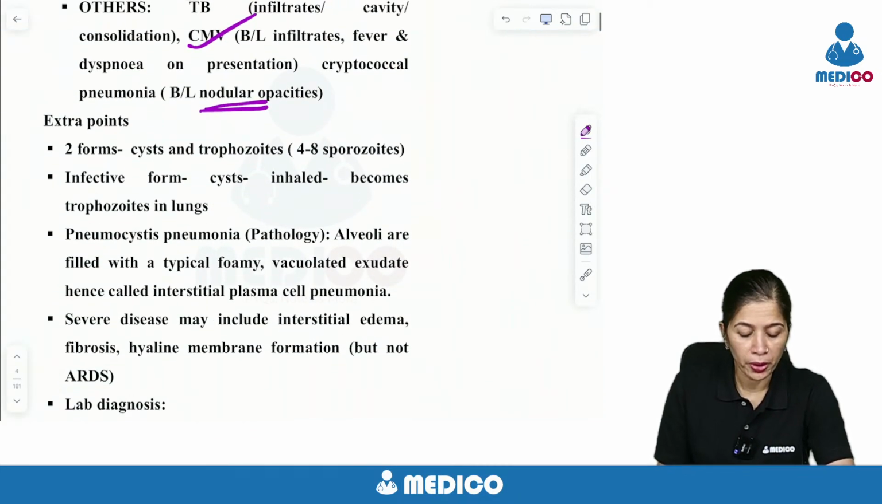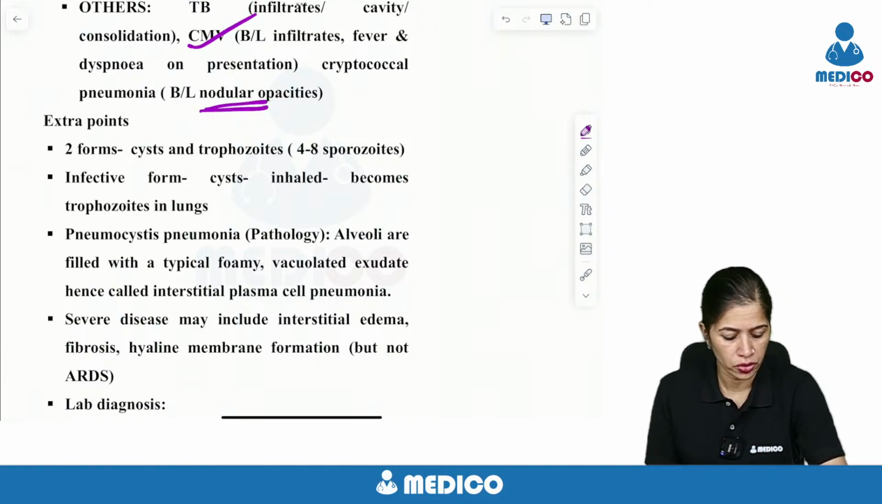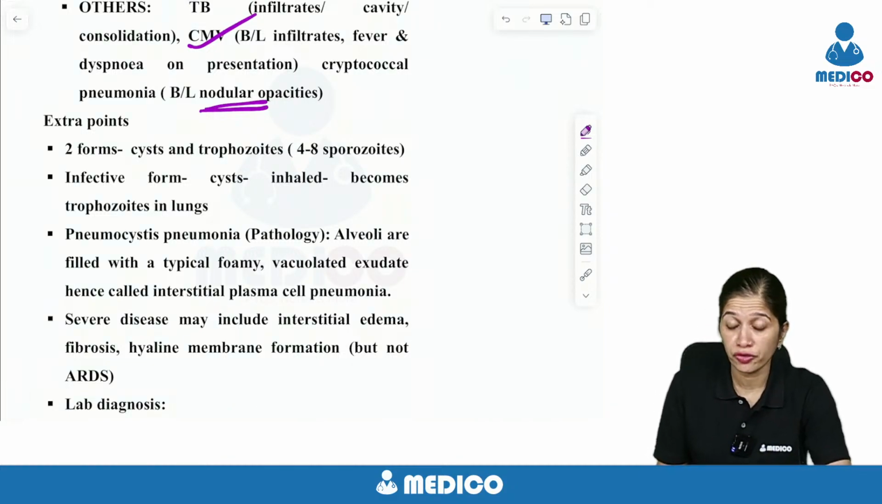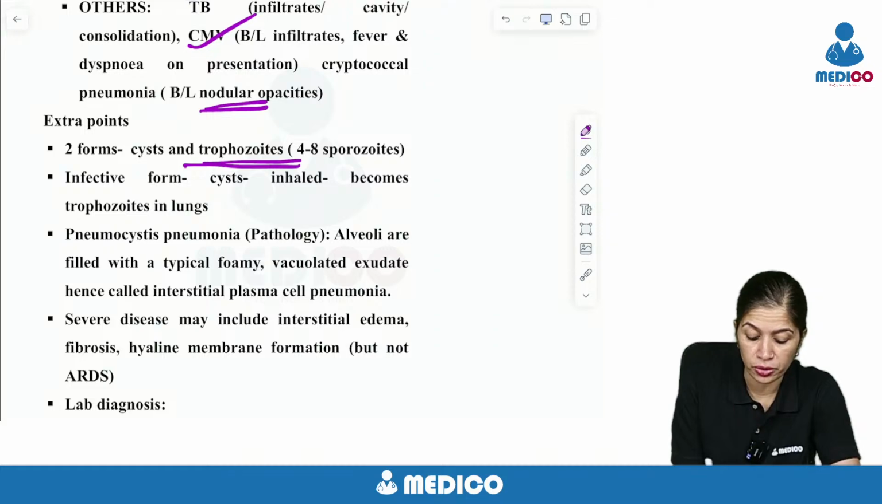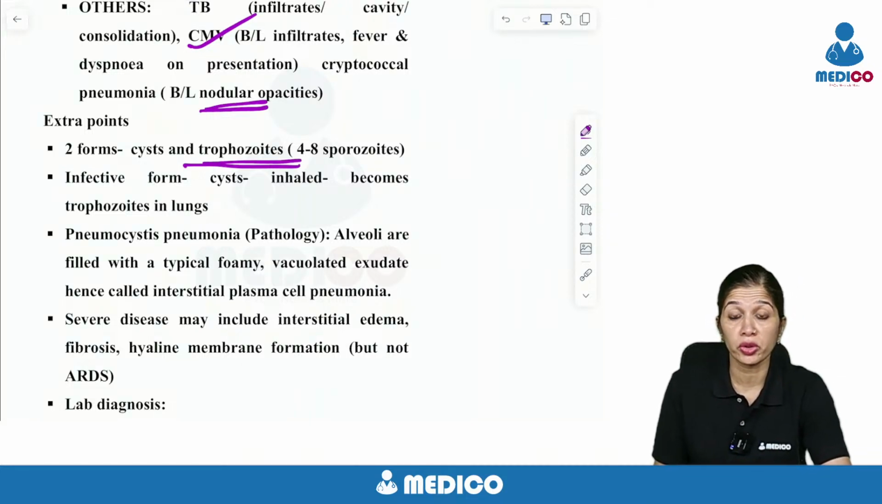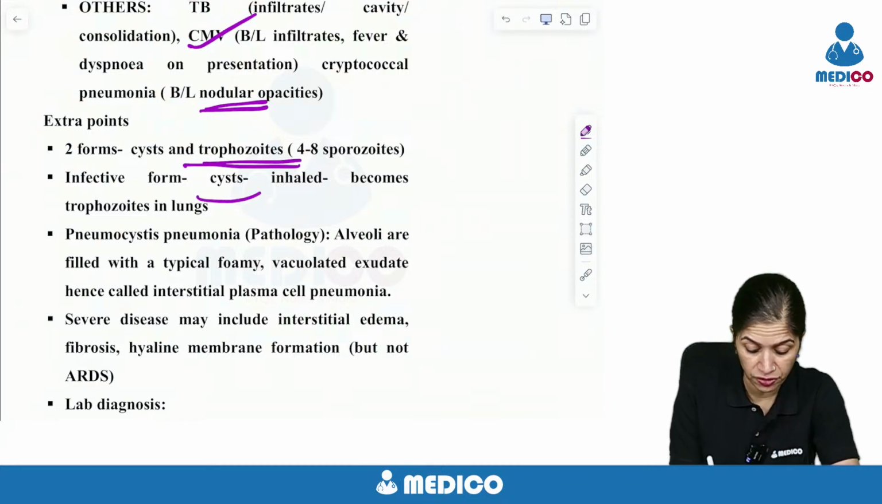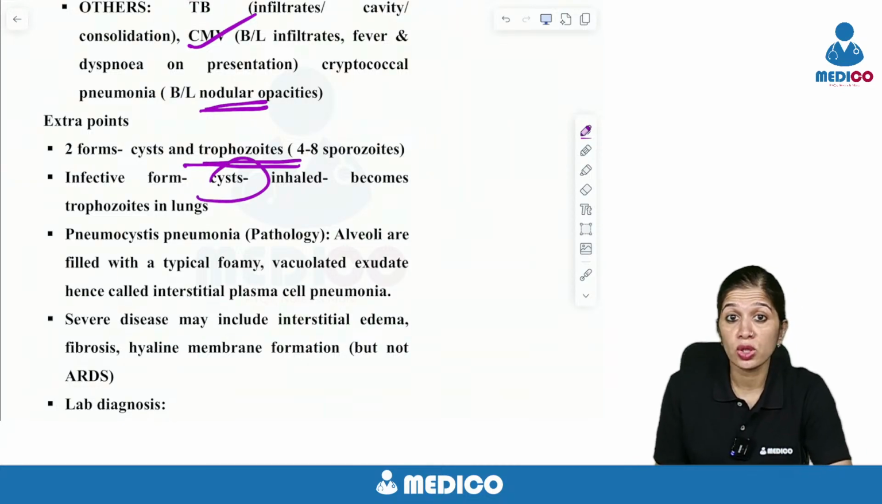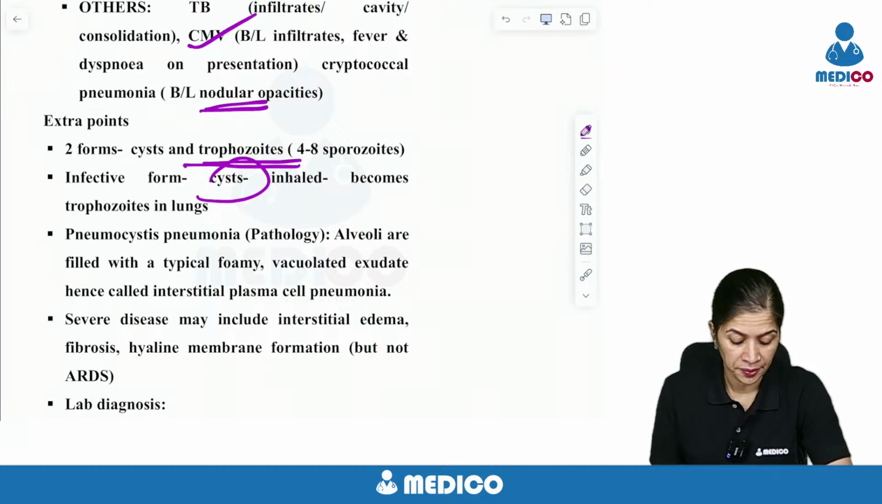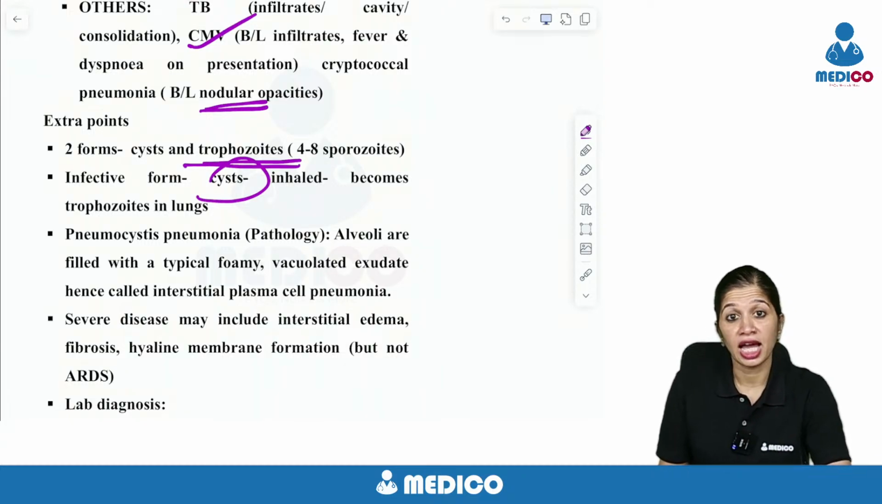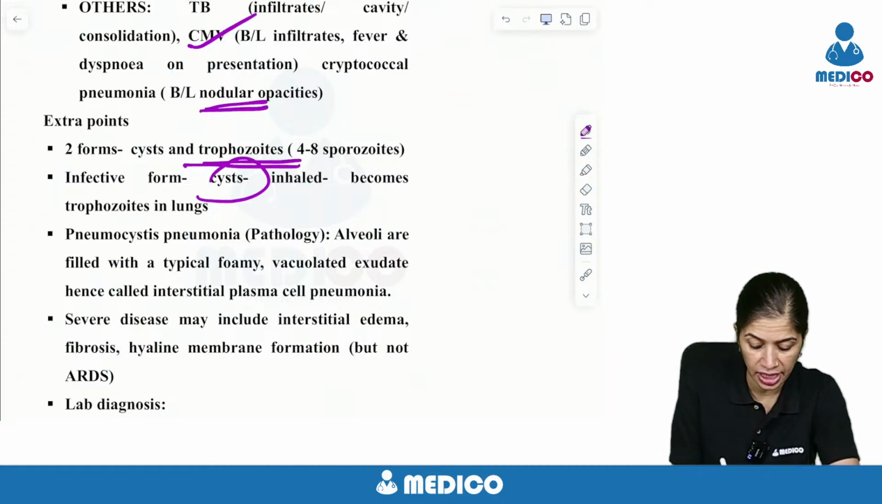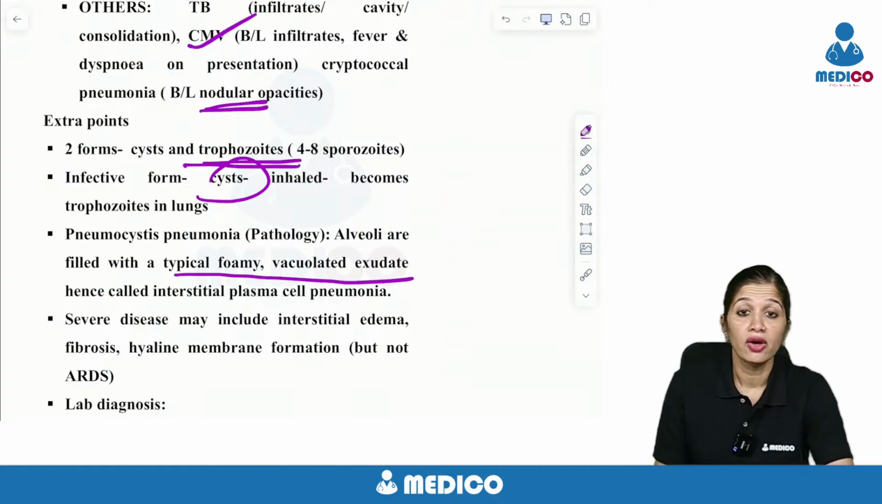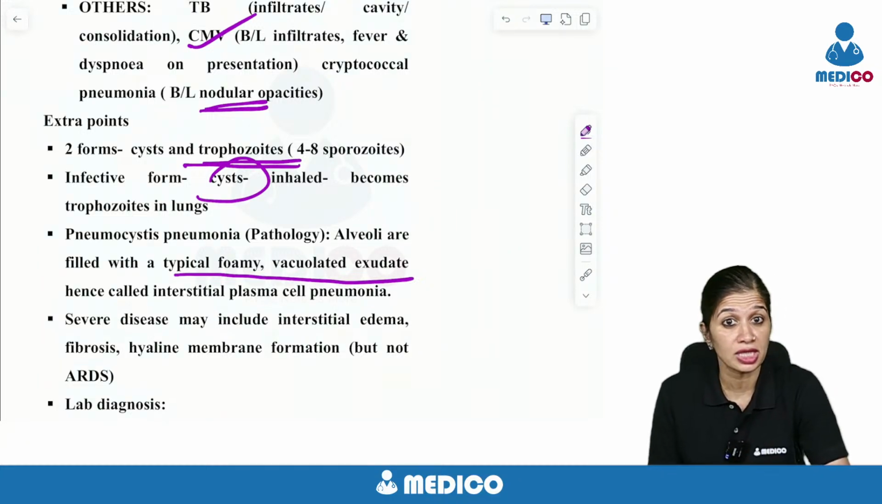Now, a few more points about pneumocystis jirovecii. You know that it can exist as two forms, that is cysts and trophozoites, and the cyst is made up of 4 to 8 sporozoites. So the infective form here is the cyst form, that gets inhaled and goes on to become trophozoites in the lungs. Now, pathology-wise, the alveoli is filled with a foamy vacuolated exudate. These words you should know. Foamy vacuolated exudate. That's why it's called interstitial plasma cell pneumonia.